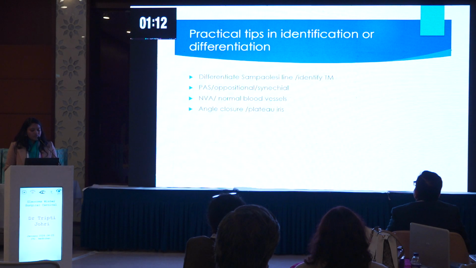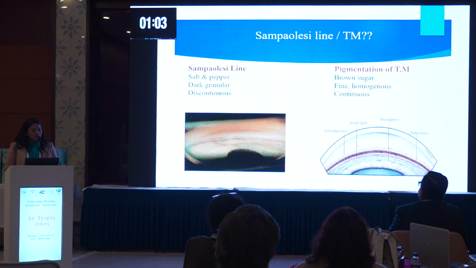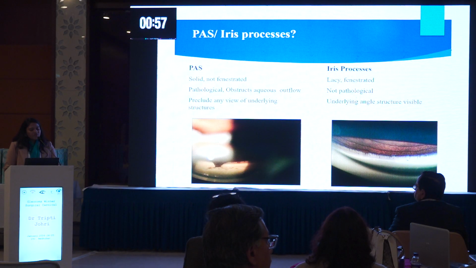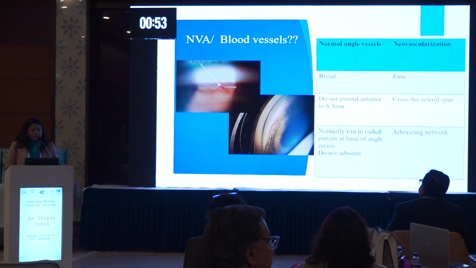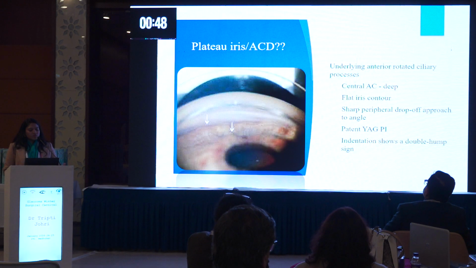So one should be well versed with, and should be able to differentiate between confusing anatomical structures like a pigmented Schwalbe's line from a pigmentation of trabecular meshwork, a pathological peripheral anterior synechiae from a physiological iris process, and a normal blood vessel of the angle from neovascularization of the angle. And gonioscopy is also helpful to differentiate a plateau iris from angle closure disease with the appearance of the double hump sign on indentation.